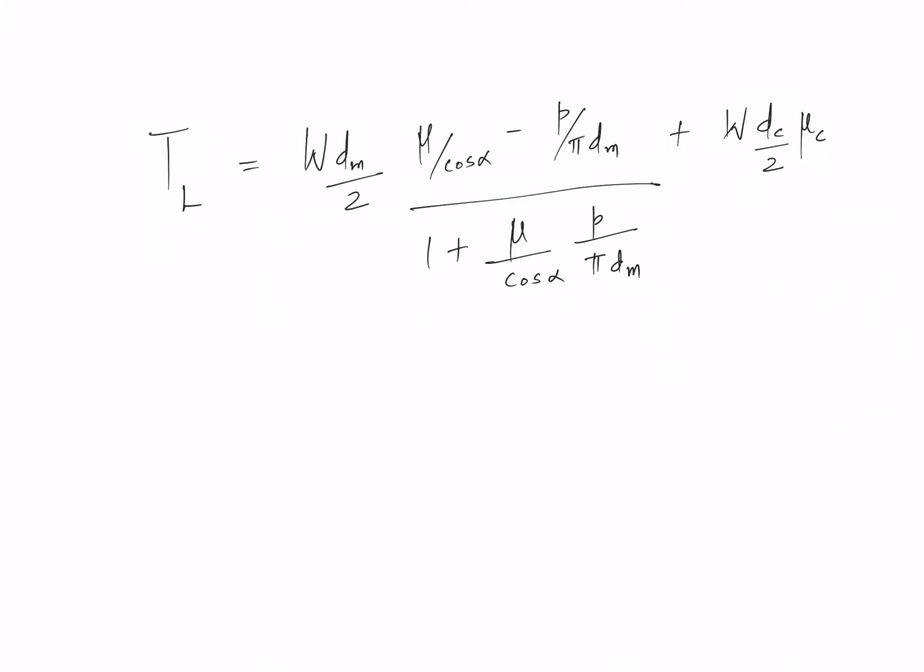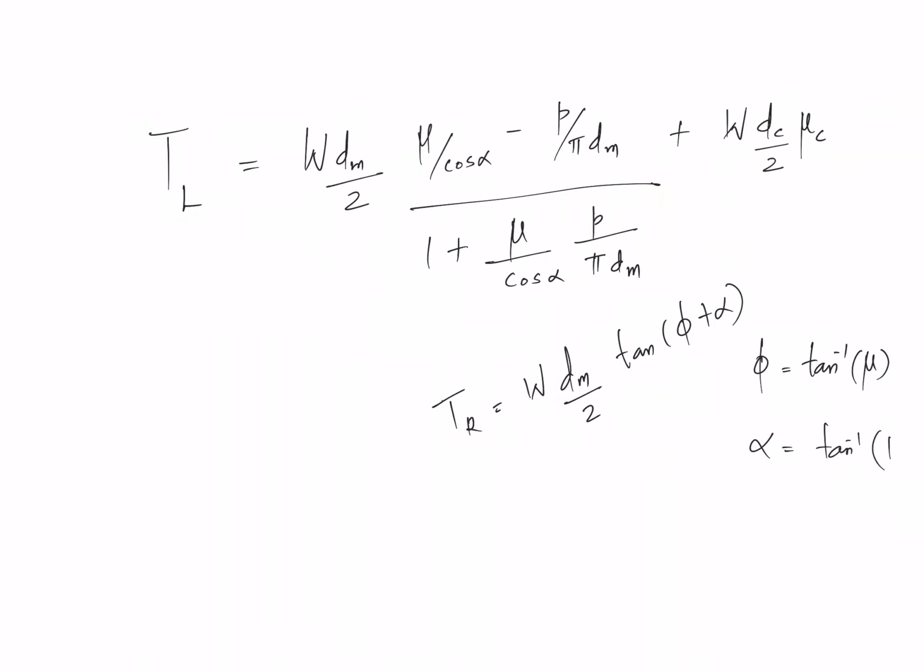Coming to the torque required to lower, here you see there is a minus term here and a plus term here. Why? Because if you remember the original formula for a square thread, the torque required to raise was W dm by 2 into tan of (phi plus alpha), where phi was tan inverse mu, and mu is the coefficient of friction between the screw and the nut, and alpha was the lead angle, that was tan inverse of p divided by pi dm, where p is your lead and dm is the mean diameter of the screw.